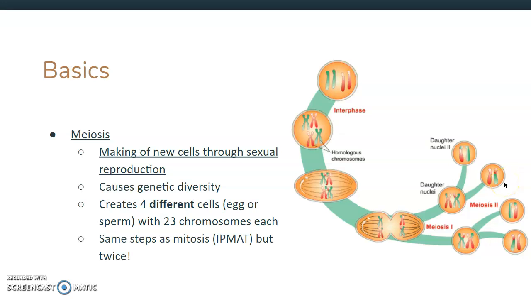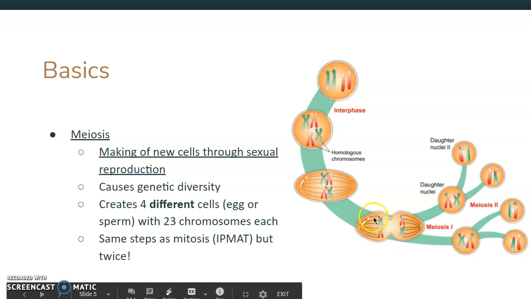And then we have the same steps as mitosis. We still use our IPMAT, but we just do it twice. So we have our picture here. We start with interphase, and we have our chromosomes start to show up. We have them start to get pulled apart or line up in the middle. This is the middle. So this is our interphase. This is our prophase. They start to see our chromosomes. Metaphase is they line up in the middle. Then they start to get pulled apart. This is kind of like anaphase and telophase together.